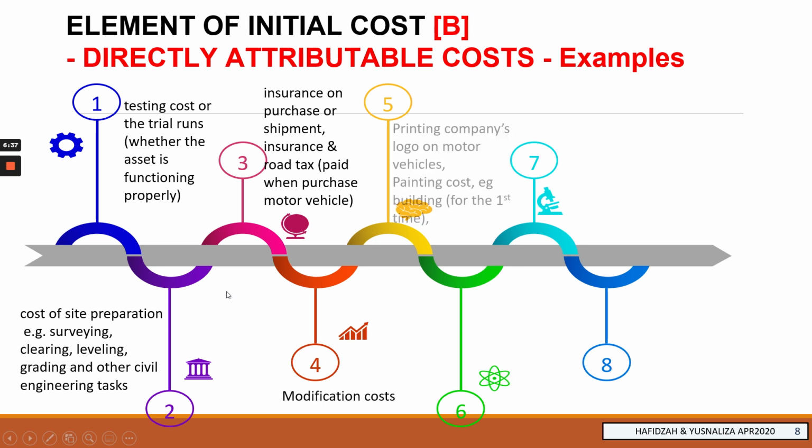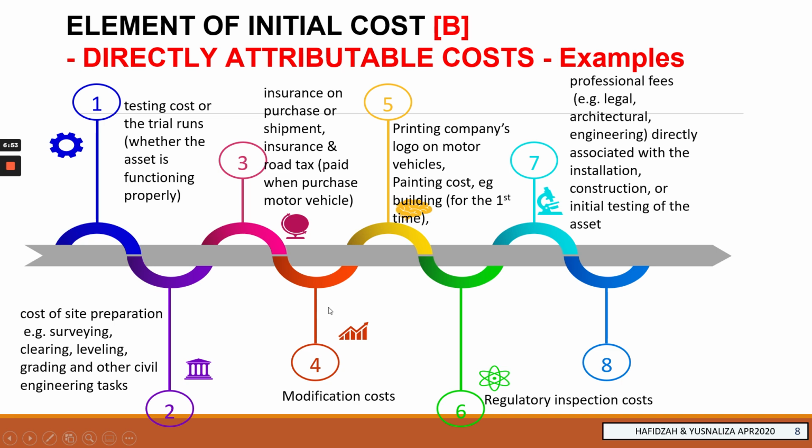So you have examples here that are all under MFRS 116. Printing costs on the motor vehicle or the delivery van, to put the name of the company, is part of the initial costs under directly attributable costs. And modification cost, if the van needs to be modified to prepare the asset for delivery purposes, should also be included. Any regulatory inspection cost, perhaps for certain equipment that needs regulatory inspection.